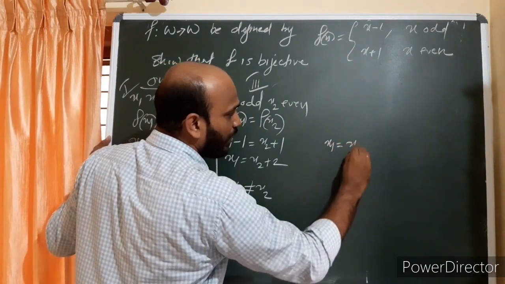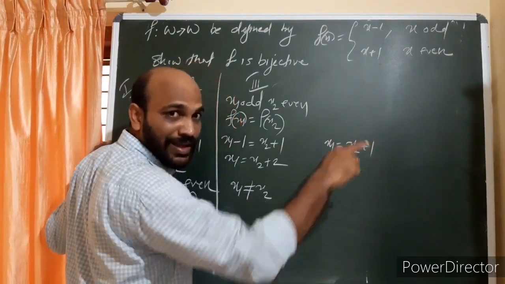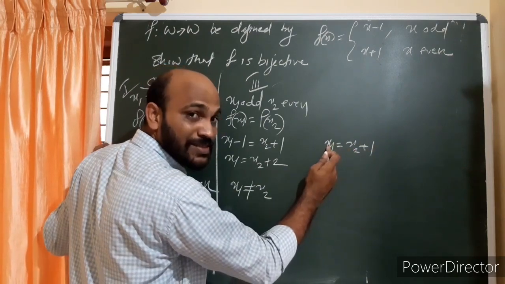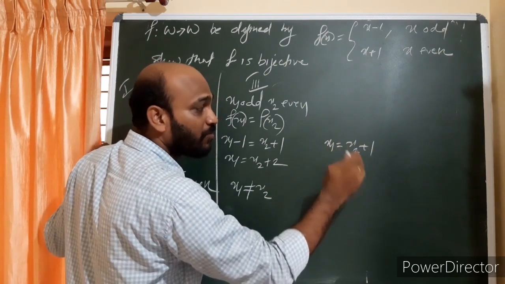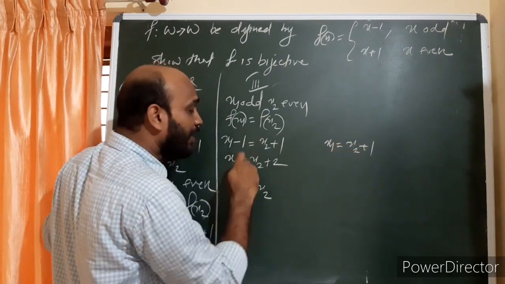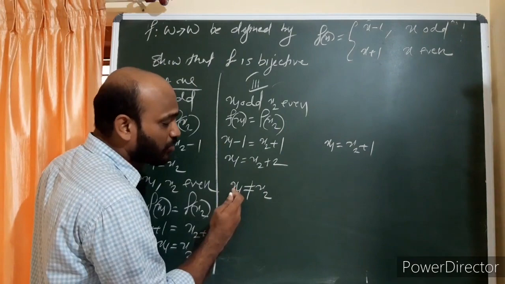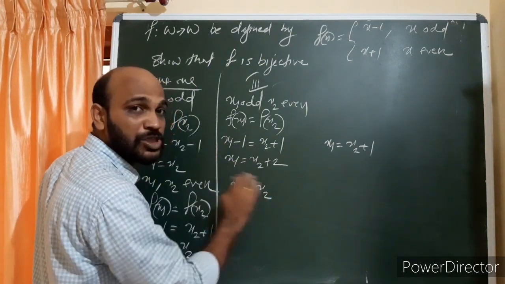In last question it was like this: x1 equal to x2 plus 1. We got like that. So odd number plus 1 is even. Left hand side is even. So this equation was possible in that case. Here it is not possible. That means we cannot consider x1 not equal to x2 because it's an impossible case.